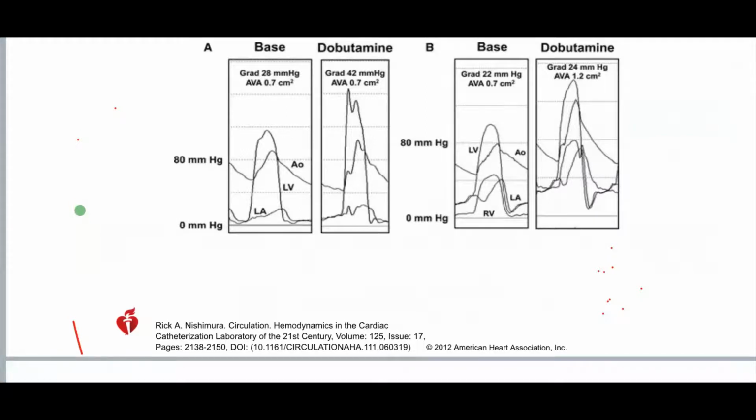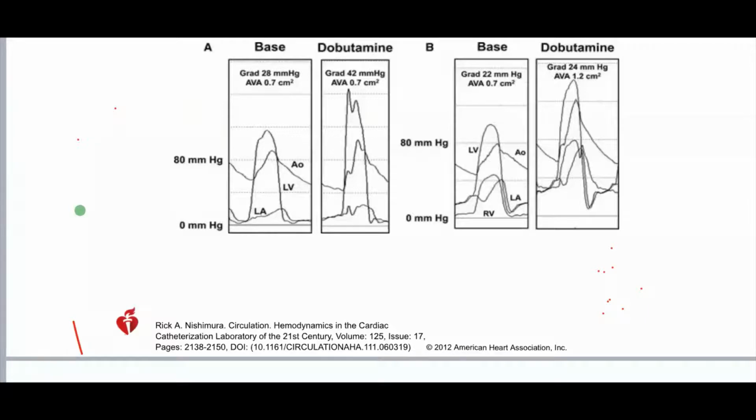Dobutamine echo has taken over, but they used to use dobutamine invasive hemodynamics to explore the aortic stenosis in cases of dispute about the true severity. And this is usually when you have low ejection fraction, right?